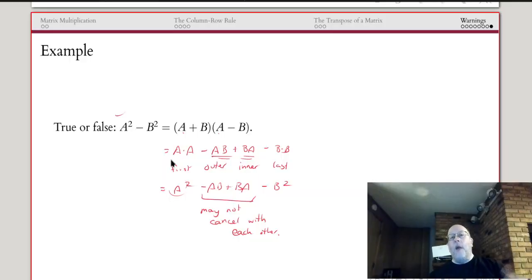So unfortunately, we can't always get the same nice algebraic rules for matrices that we can for numbers. We just have to be careful about this weird rule about not being able to switch the order of matrices.